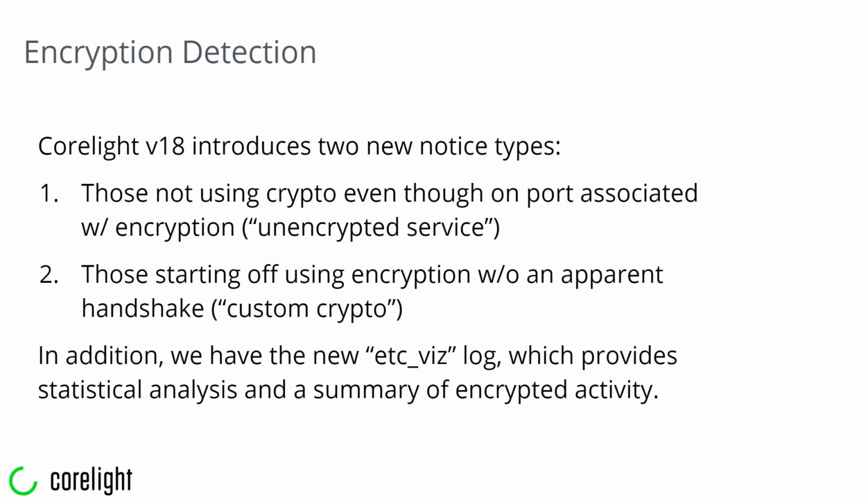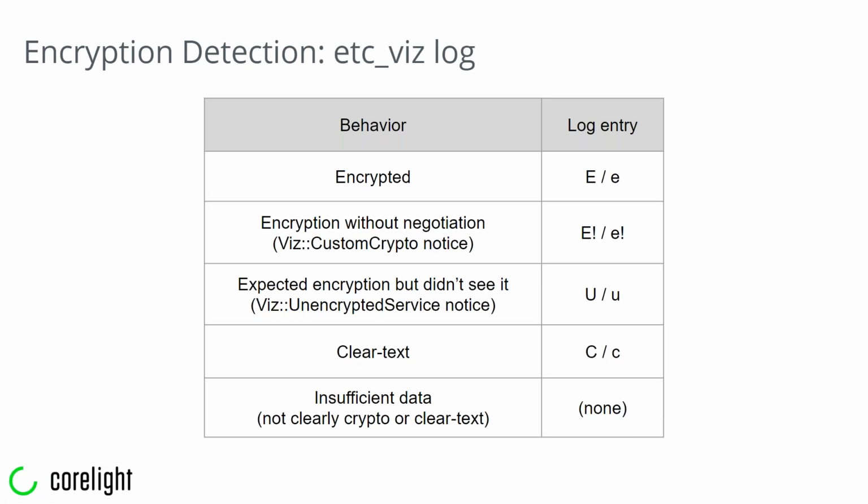So in addition to those two notice types, there's one other thing to mention, and that is a new log called ETC Viz. That's the Encrypted Traffic Collection Visibility log. This is where we provide a lot of the internals of that statistical analysis, as well as try to give you the summary. Our goal is to give you that data if you really would like to dive in, but at the same time, to just give you the information that you need to make a decision and act. So focusing on that column in the ETC Viz log, you will see a summary of connections and an identification as to whether they're encrypted or clear text.